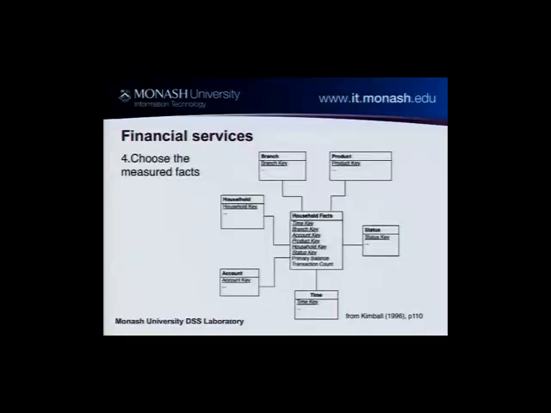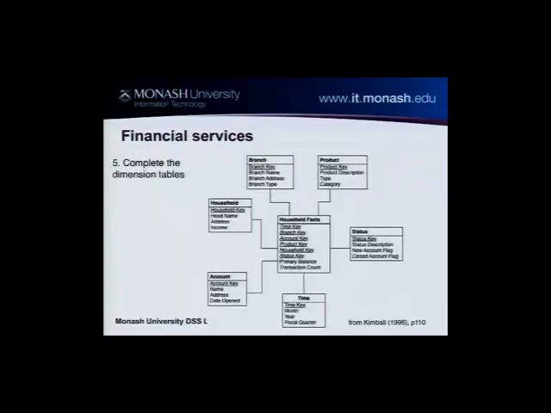Okay, so let's choose the measured facts. Well, we'll go with a couple of simple ones. The primary balance is probably the most obvious measure of this fact table. Another one often worth having is the transaction count. So how many transactions occurred during that month on that account? Because that gives you a good feel for the different usage patterns that different householders have on their accounts.